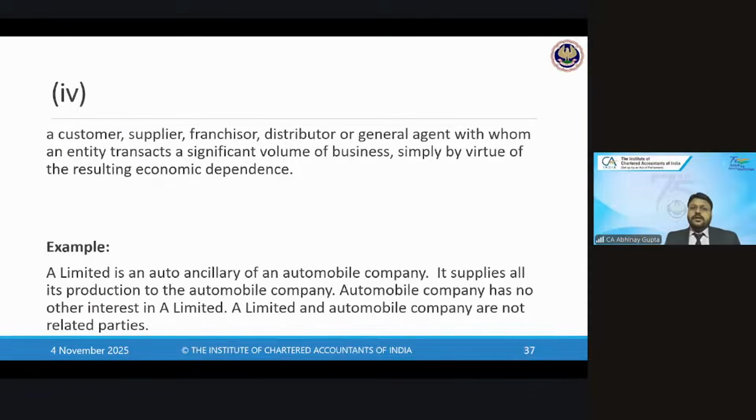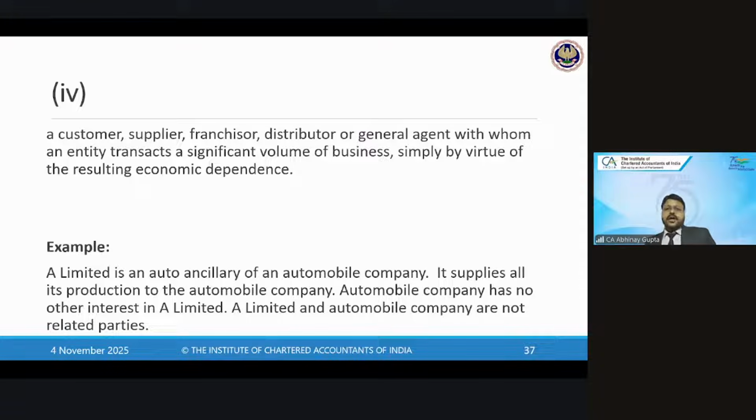Clear, sir. Customer, because he's purchasing 90% of our output; supplier, because he's supplying 70% of our raw material requirement; franchisor, because he's controlling 90 franchises out of the total 100 outlets; or distributor. Is a related party? No.